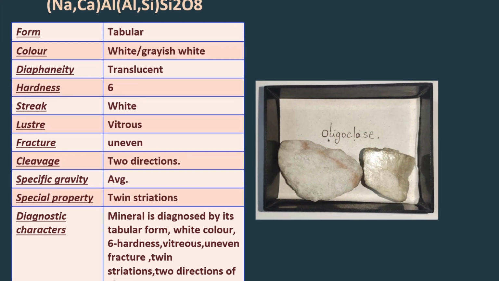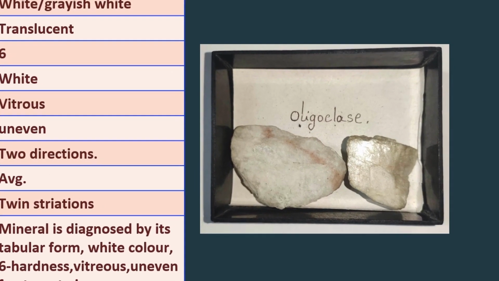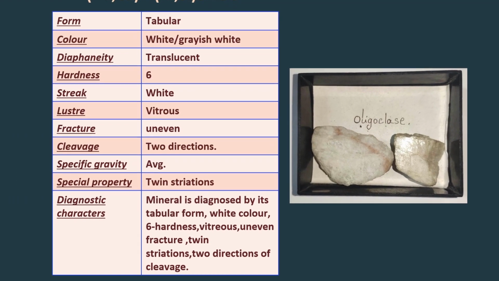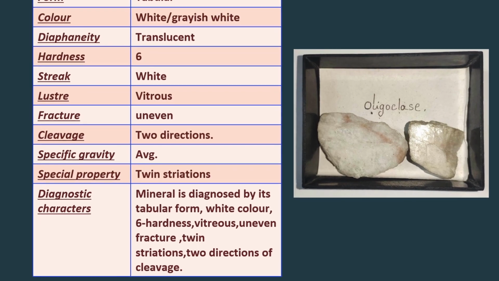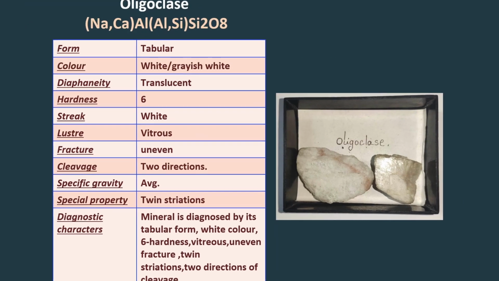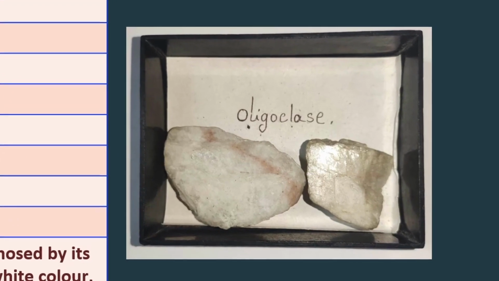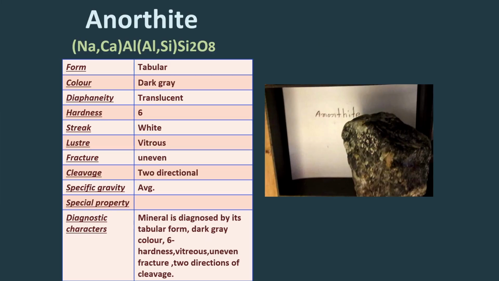Oligoclase Feldspar can be diagnosed by its tabular form, white color, 6 hardness, vitreous luster, uneven fracture, twin striation and 2 directional cleavage. Here is the picture of Oligoclase mineral in hand specimen. Our next mineral hand specimen is Anorthite.